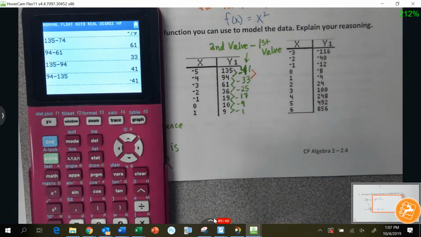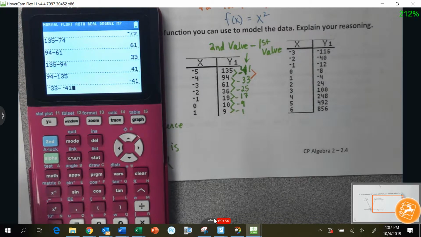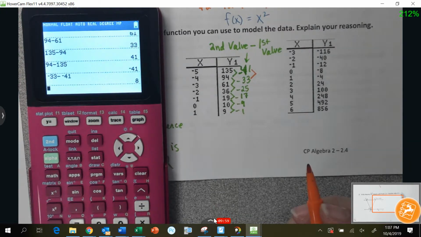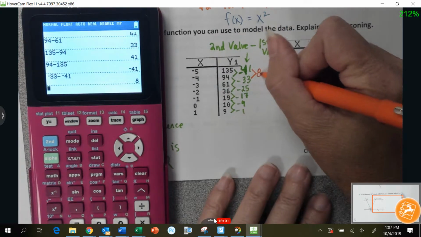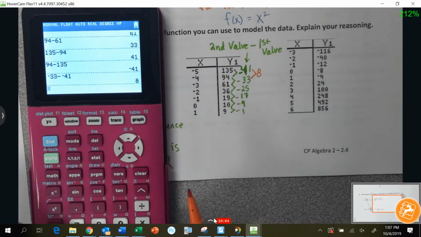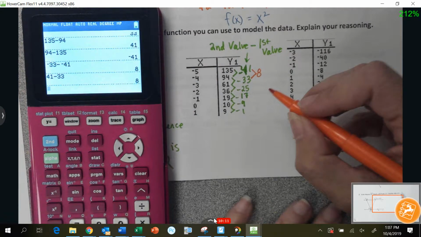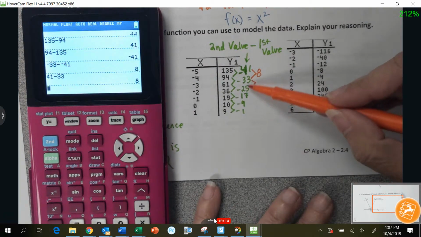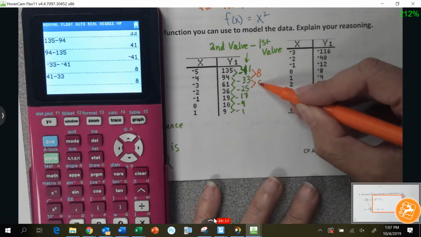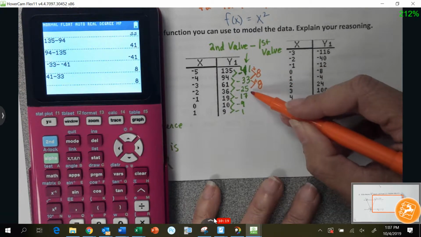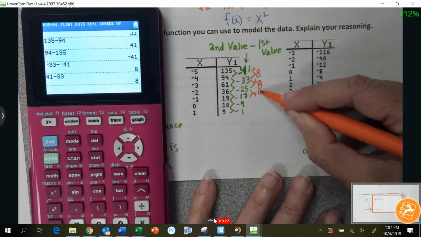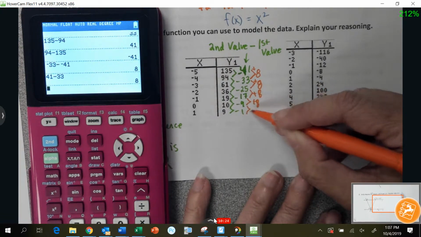So now, if I'm going to subtract the second value minus the first value, I'll have to type in negative 33 minus negative 41, which is 8. But as a shortcut, I might just say, what is 41 minus 33, and just know that it is going up, to know that it's positive. What's the difference between 33 and 25? 8. The difference between 25 and 17 is 8. 8, and then 8.